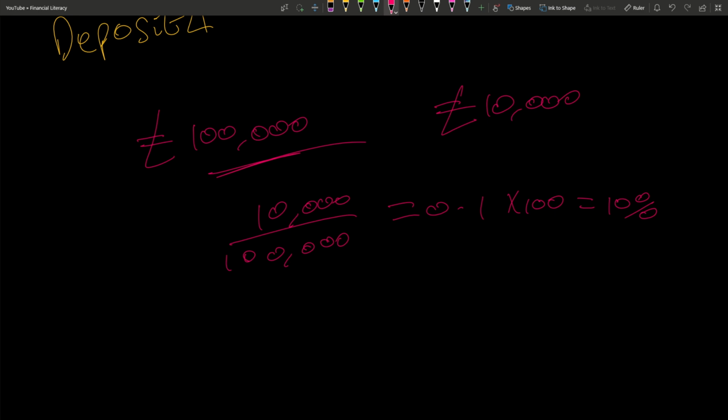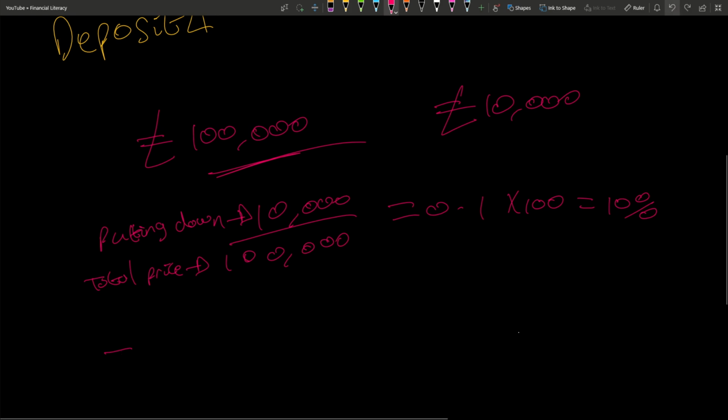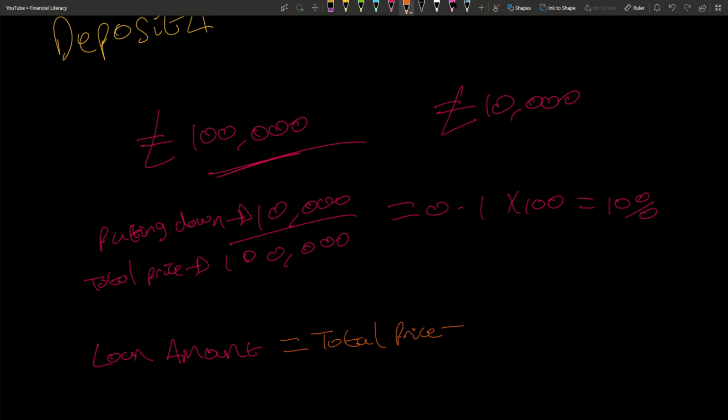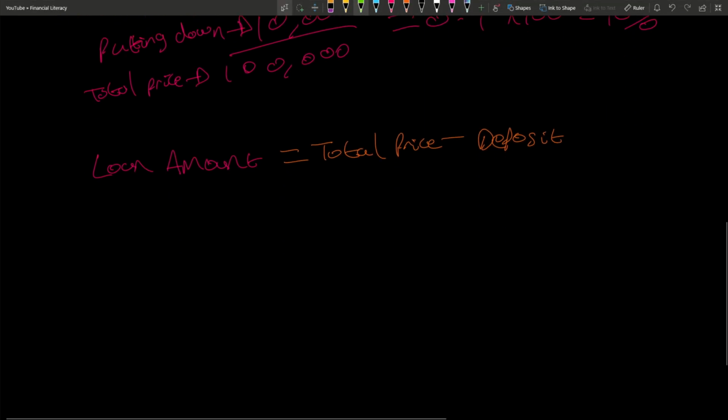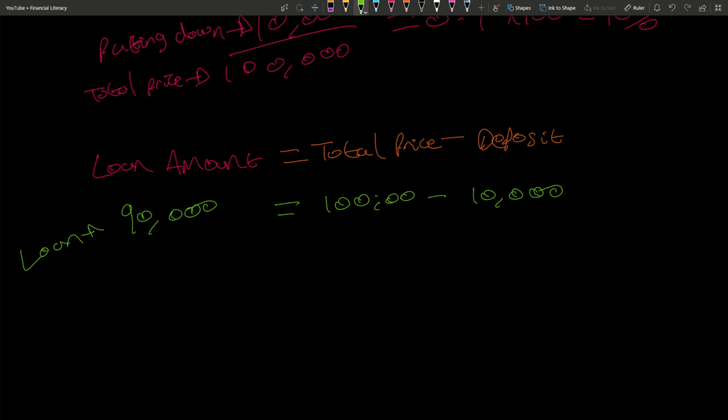The LTV is basically just this flipped. Instead of the 10,000, it's how much money you're borrowing. If you are putting down 10,000, and the total price is 100,000, the loan amount equals the total price minus the deposit you're putting down. So in this scenario, it is 100,000 minus 10,000, which would give us £90,000. That's basically our loan. That's how much we're asking the bank to give us. We're not asking for 100,000 because we're putting down 10,000 of our own money.